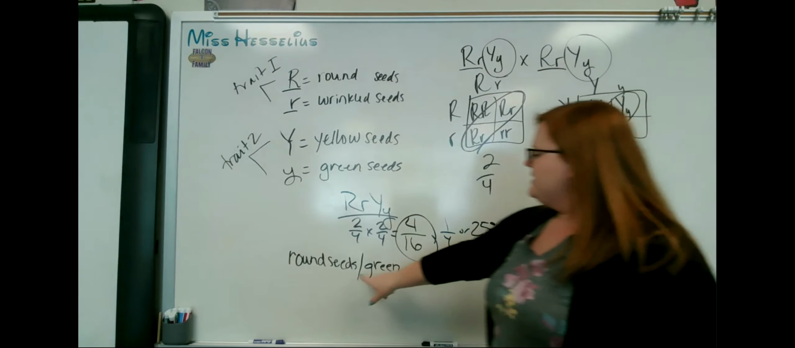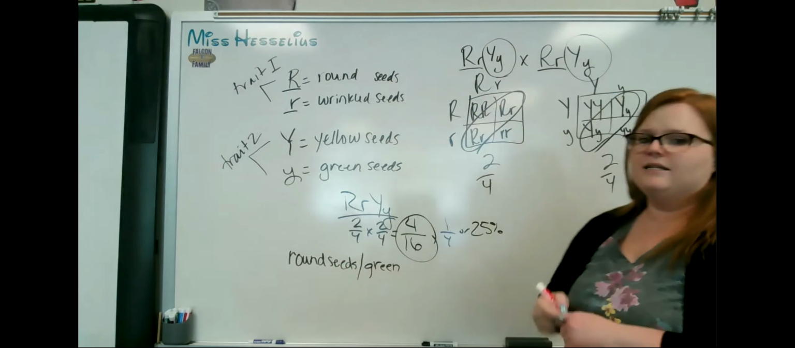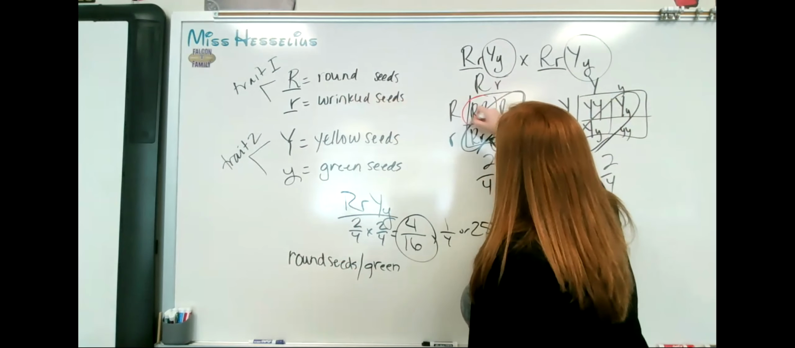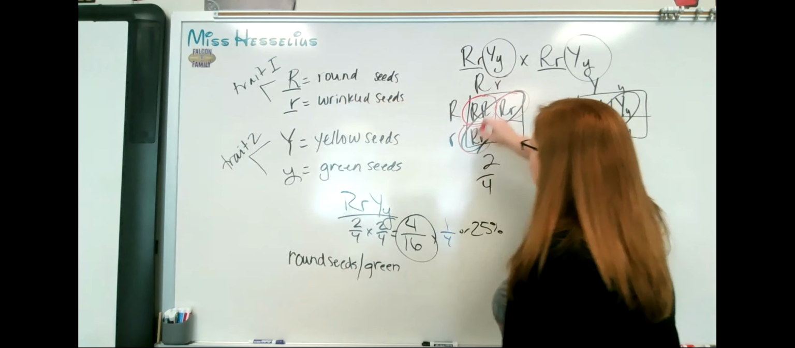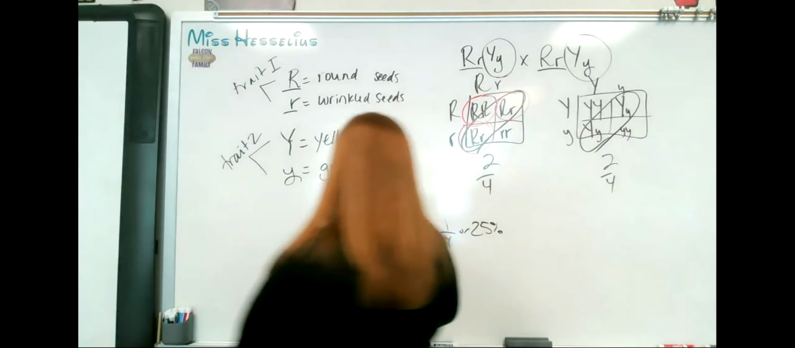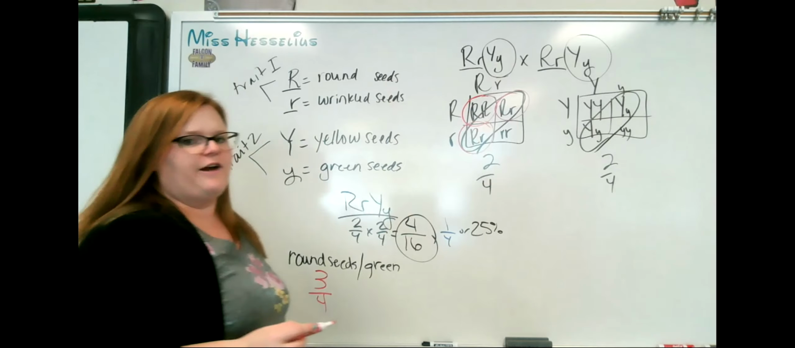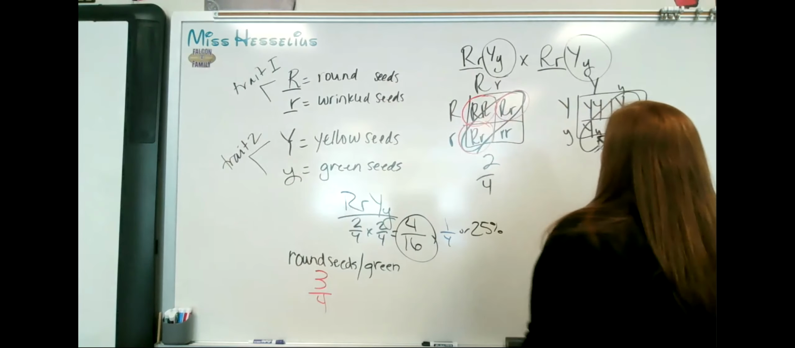I want to know what are the chances of getting round seeded plants out of this. So all I need is 1 capital R. So that means I have 3 of these that give me round seeds. So 3 out of 4 is our fraction. 1, 2, 3 out of 4.